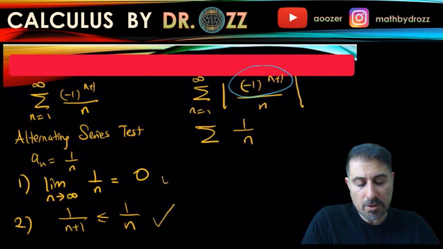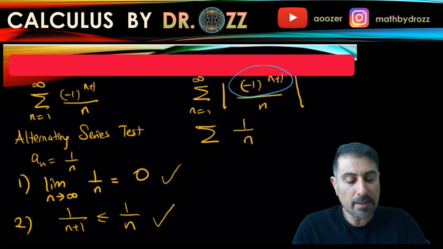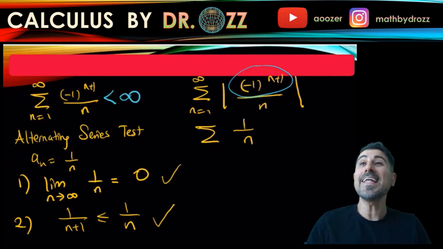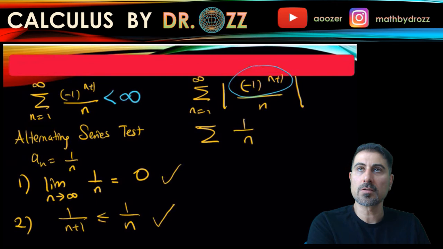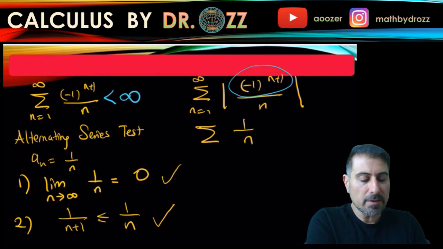Boom. So two conditions are required and two conditions are met. So I can go ahead and say this is finite, so it's convergent. Okay, good. How about this series here? It's 1 over n, just 1 over n.